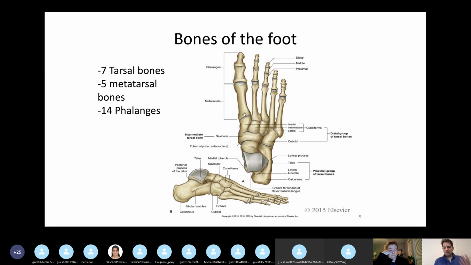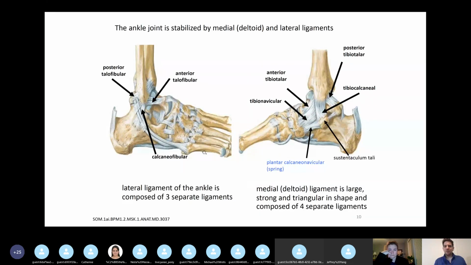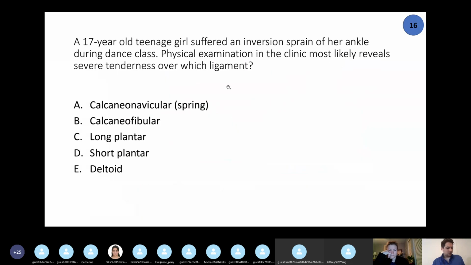All right, bones of the foot, you need to know these. But let's look at some of the more clinically relevant aspects of it. The deltoid or medial ligaments are going to be on the inner surface, and then the lateral ligaments will be on the outside. Try this one.